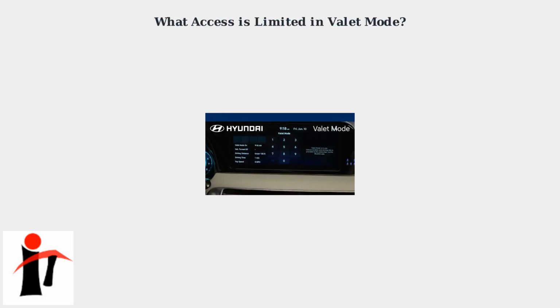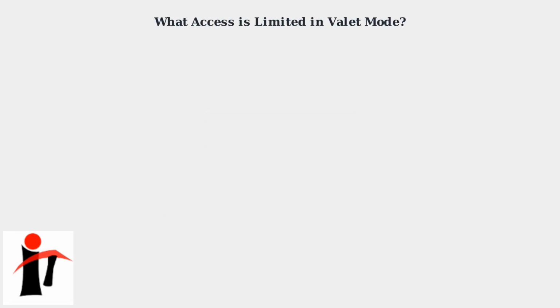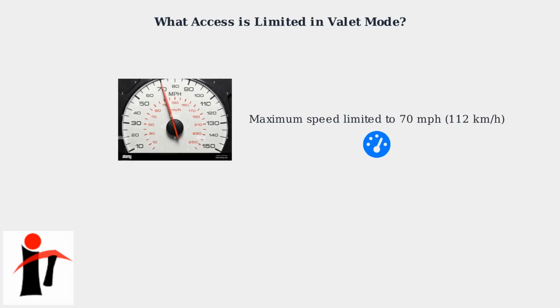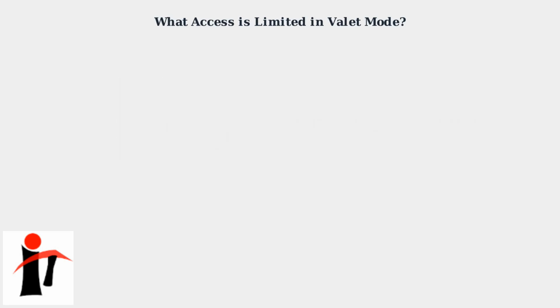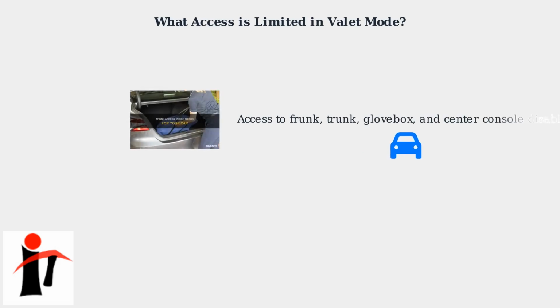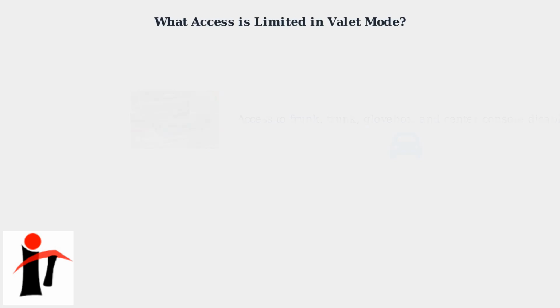Once enabled, Valet Mode restricts several key functions to protect your privacy and vehicle security. The maximum speed is limited to 70 miles per hour or 112 kilometers per hour to prevent reckless driving. Access to the front and rear trunks, glove box, and center console are all disabled to protect your belongings.